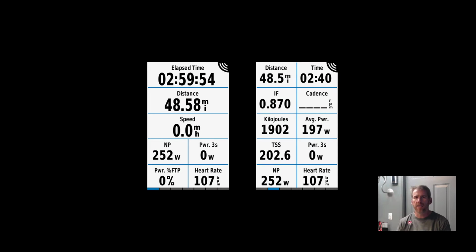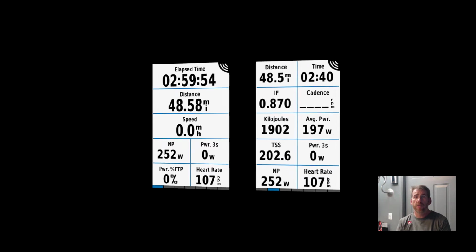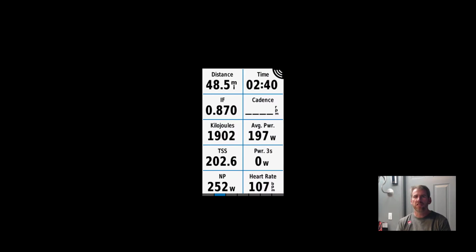I regularly use two screens. The first screen has elapsed time, distance, speed, normalized power, my 3-second power, power as a percentage of my FTP, and my heart rate. This is a screen that stays up the majority of the time. My second screen is a little more cluttered. 10 frames altogether. However, this is a screen that helps me determine how I'm doing on a ride.